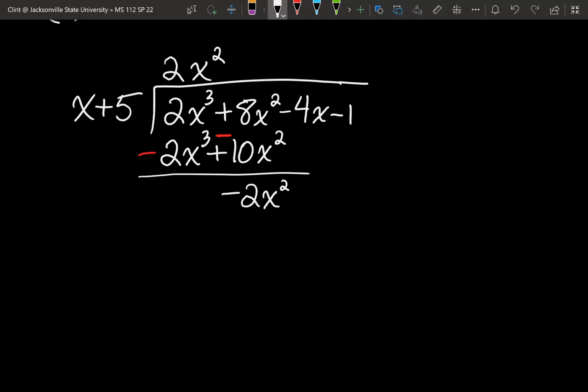What's next? Bring down the next term, yeah, so bring down minus 4x. And then do it all over again. We want to know what should we multiply x by to get negative 2x squared. Now I need a negative 2. And I'm trying to get from x to x squared, so I need another x.